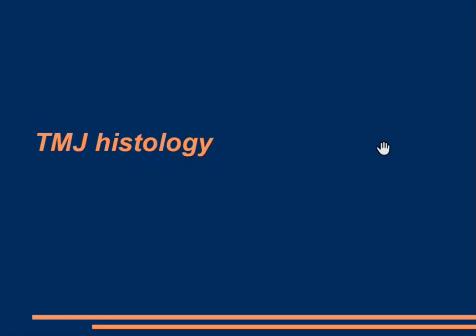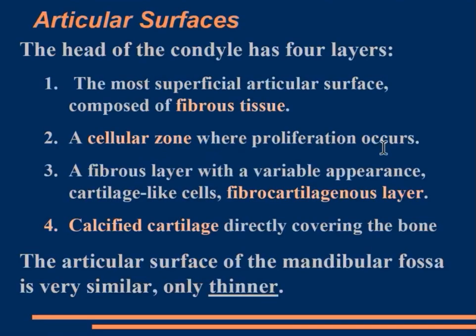Histology, we'll talk about the upper and lower compartments. We'll talk about the articular disc histology, and we'll talk about the histology of the capsule. The head of the condyle has 4 layers. We have the most superficial fibrous layer.